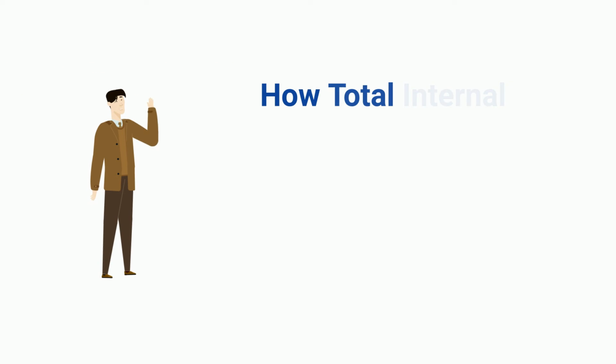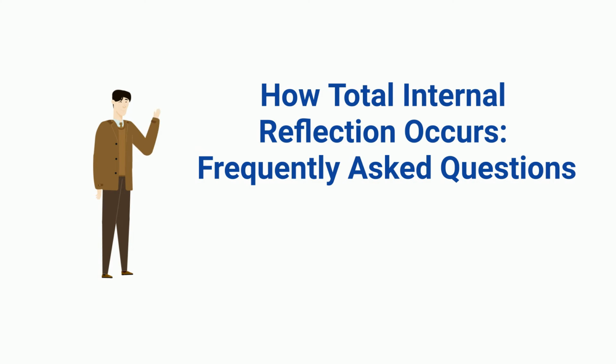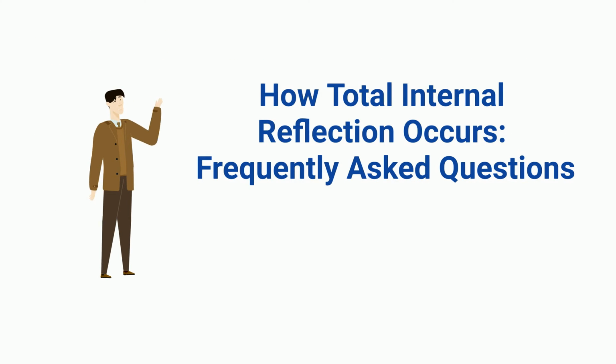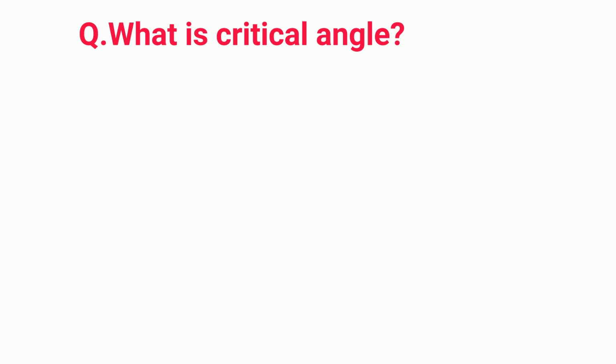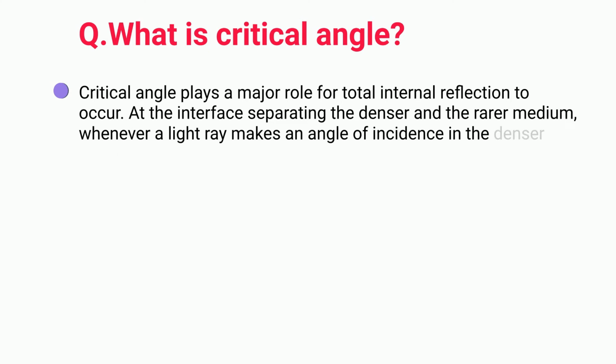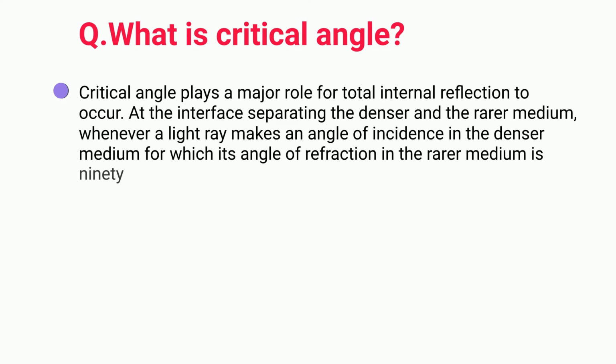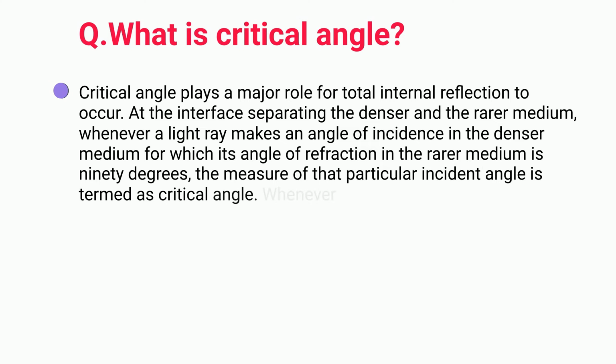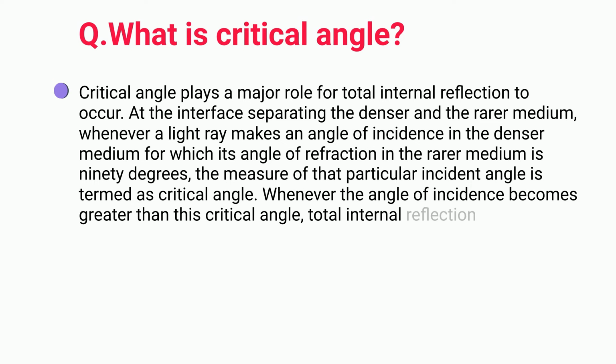How total internal reflection occurs: frequently asked questions. What is critical angle? Critical angle plays a major role for total internal reflection to occur. At the interface separating the denser and the rarer medium, whenever a light ray makes an angle of incidence in the denser medium for which its angle of refraction in the rarer medium is 90 degrees, the measure of that particular incident angle is termed the critical angle. Whenever the angle of incidence becomes greater than this critical angle, total internal reflection takes place.